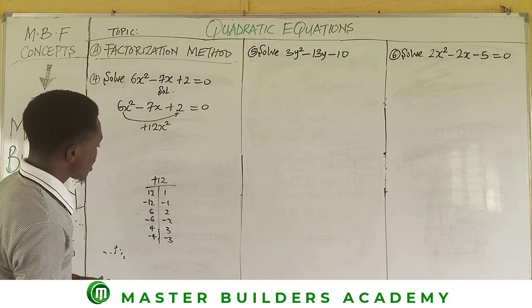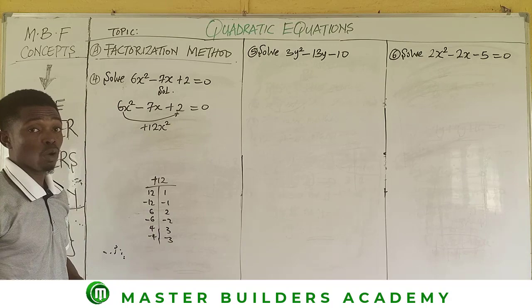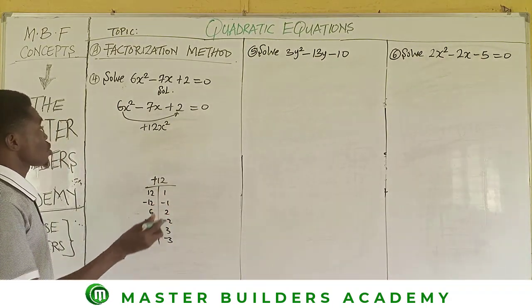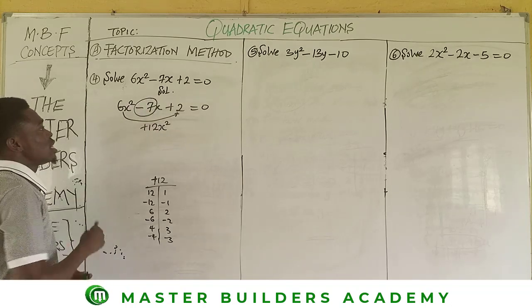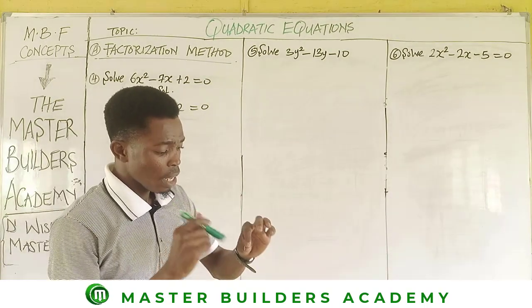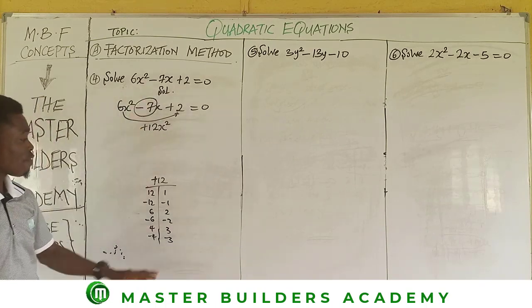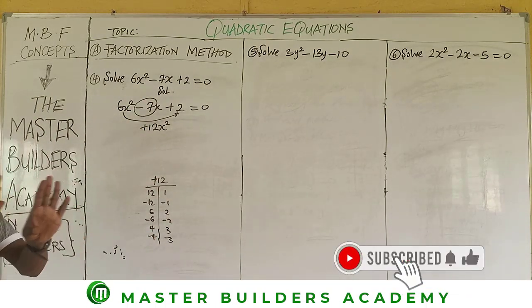Now the next thing we are quickly going to examine is, among these 6 pairs of factors that we have here, only one pair is suitable for this question. How do we get that? All we need to do is to come back to our equation that we were given and see the coefficient of the middle term. Here the middle term has a coefficient of -7. So we are quickly going to add up these factors and see the one that will turn out to be -7.